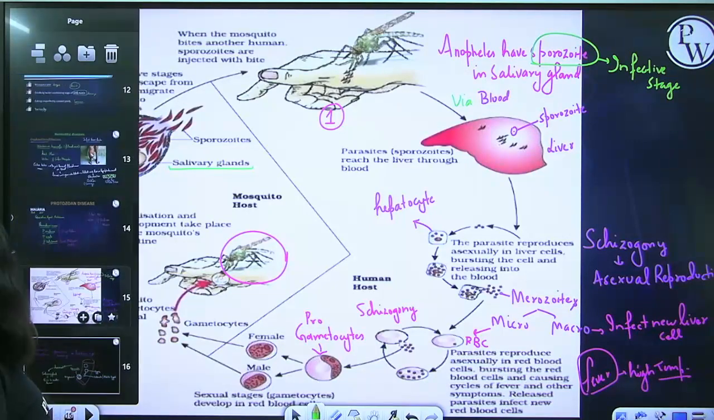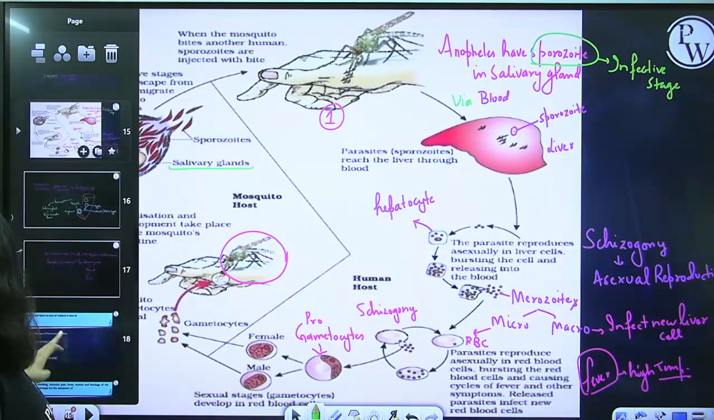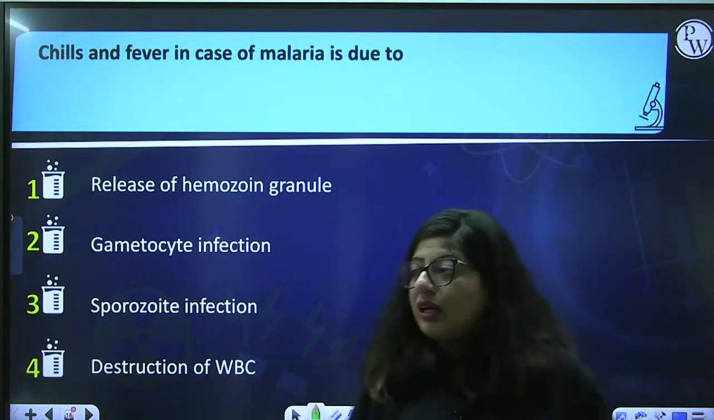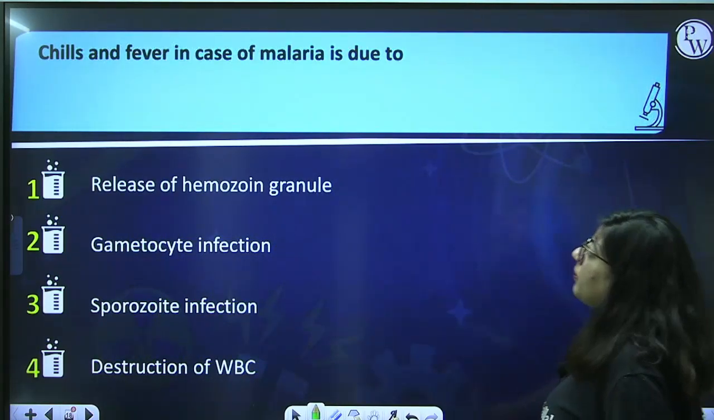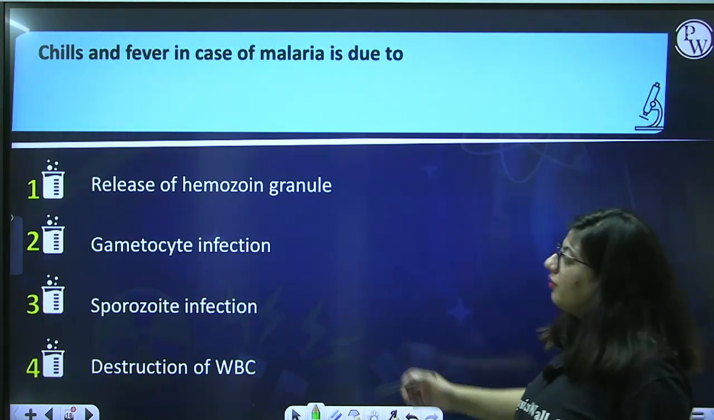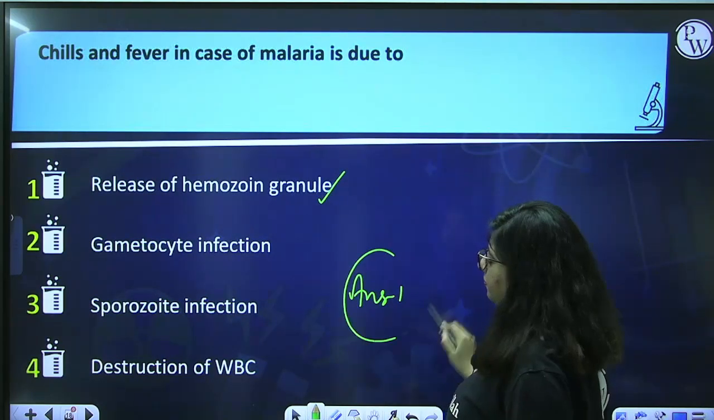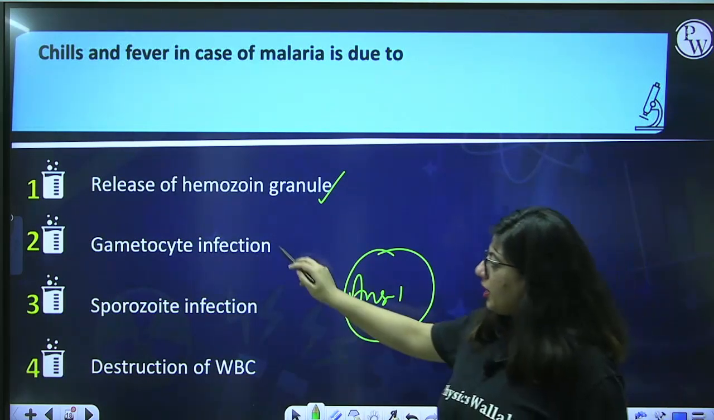Okay. So, when does a human get fever? Whenever hemozoin granules are released. Alright. Let's solve some questions now. Chill and fever in case of malaria is due to? Simple. Release of hemozoin granule. Answer is 1. Not due to gametocyte infection.